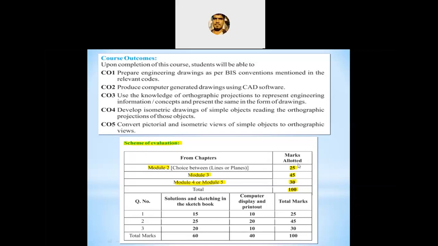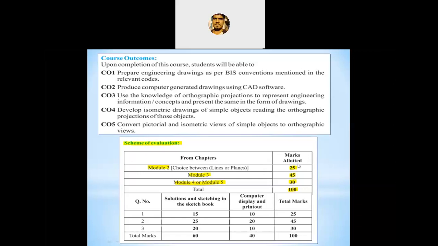Okay, and later in the university it will be reduced to 60 marks because you have 40 marks as internal. And coming to the solution and sketchbook: out of 60 marks and 40 marks, the 40 is for whatever you are going to draw and attend for the 100 marks in the examination. In that again there is a division.